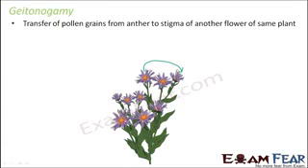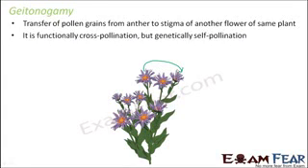So functionally it is from one flower to another flower, so it is like cross-pollination. But genetically, since it is within the same plant, the genes are still the same. So genetically it is self-pollination. Geitonogamy is like midway between self-pollination and cross-pollination. Functionally it is cross-pollination because it is actually carrying pollen from one flower to another. But genetically, since it is within the same plant, the genes are the same, therefore genetically it is self-pollination. So it is functionally cross-pollination but genetically self-pollination. So this is very important.